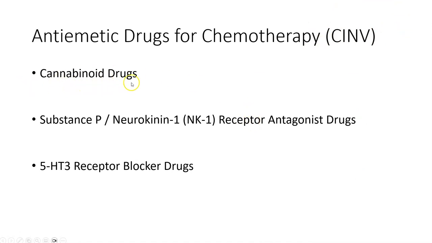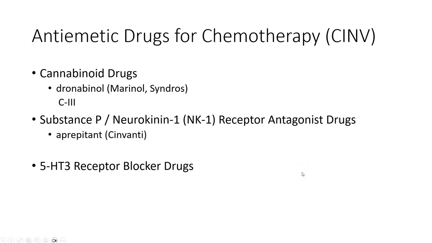We can use cannabinoid drugs, which we talked about in the GI system, and I also was just discussing in Chapter 9. Substance P neurokinin receptor antagonists, and then 5-HT3 receptor blockers. We've already discussed these in the GI system, but just as a reminder, cannabinoid drugs like dronabinol, which is Marinol or Syndros. It's a C3 drug. It's a controlled substance. It's the chemical synthetic form of THC.